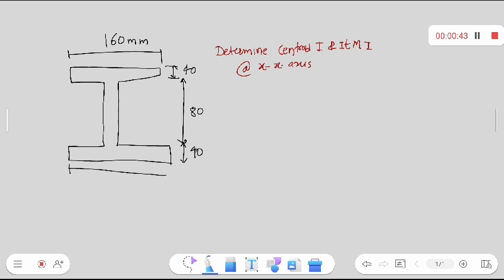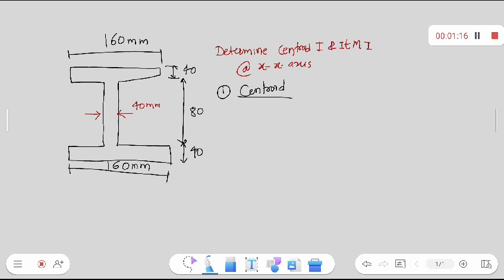This is 160 base also. So this is the I section. All dimensions are in mm. The width of the web is also given, 40 mm. Okay. So we are going to find out first what the steps are to find the moment of inertia. The very first step is to find the centroid.